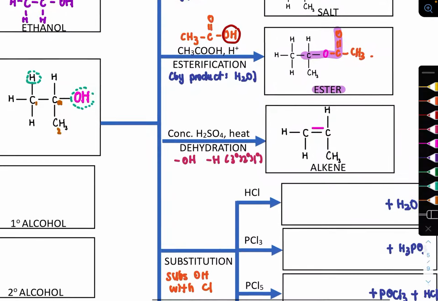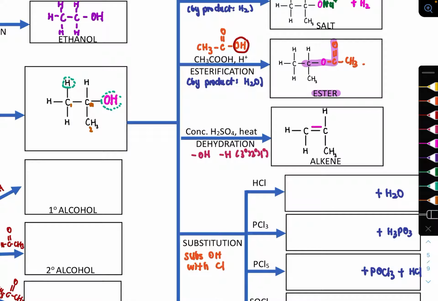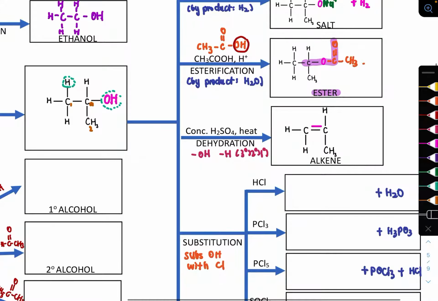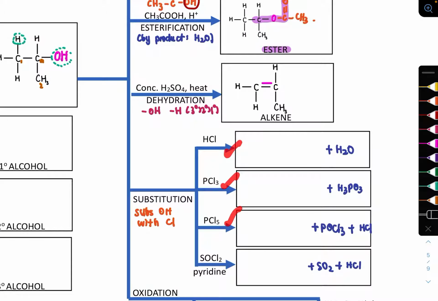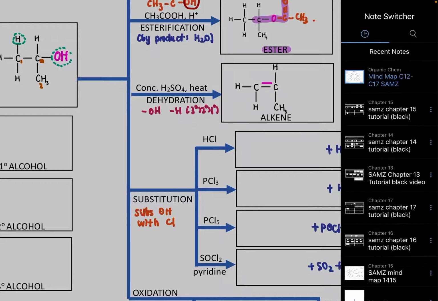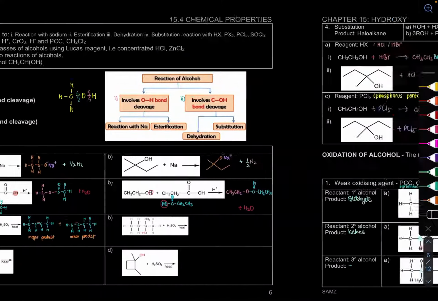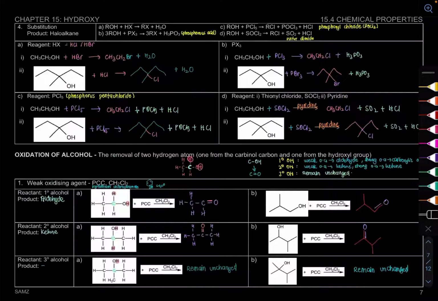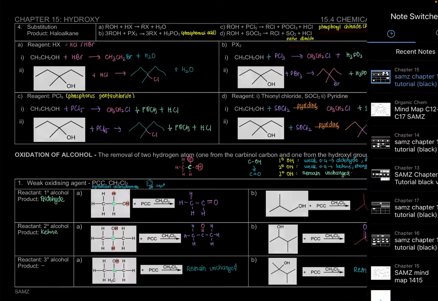Okay, macam mana pula dengan substitution? Okay, kalau substitution ni, we're going to substitute OH dengan Cl. So here my OH ni I'm going to substitute dia dengan chlorine. So be it HCl, PCl3, PCl5 atau SOCl2, sama sahaja. My product is the same. Okay, so the difference is that kita punya byproduct ni, byproduct ni yang lain sikit. So what's the name of the byproduct? Yang itu pun Miss dah cover dalam chapter 15. Here pada page 7 your chapter 15, if you want to know the name of the byproduct, so this is the name lah.